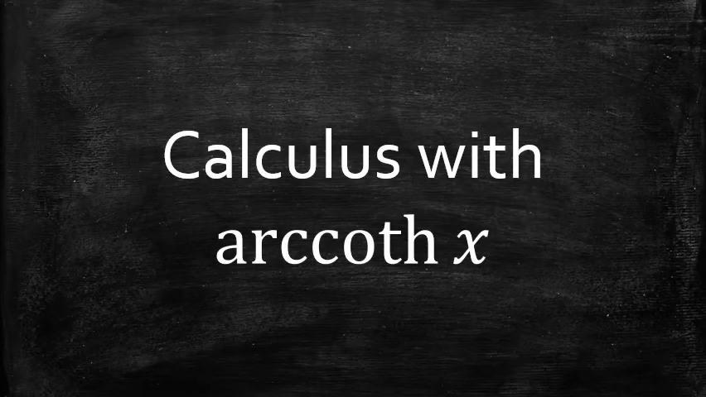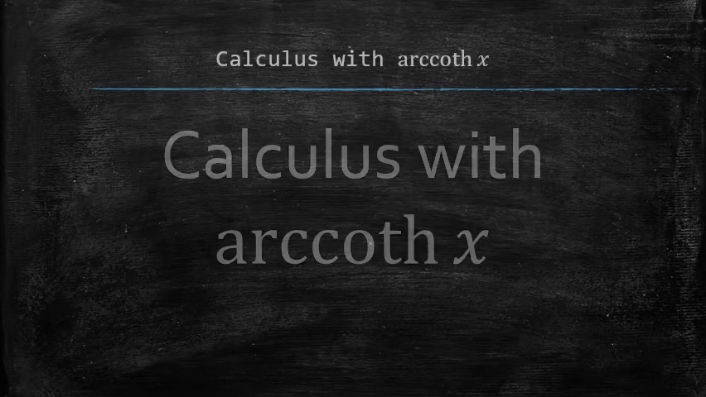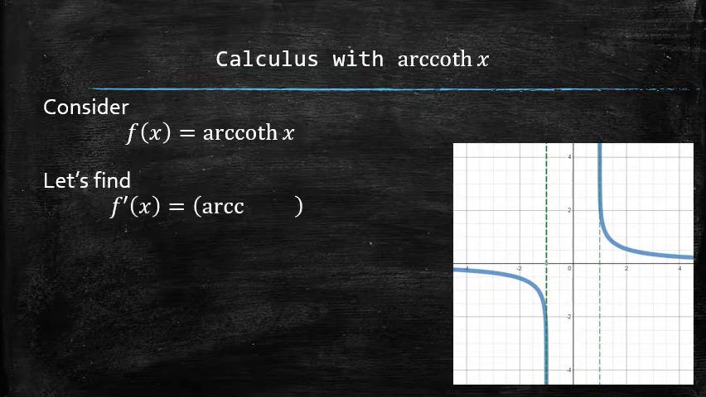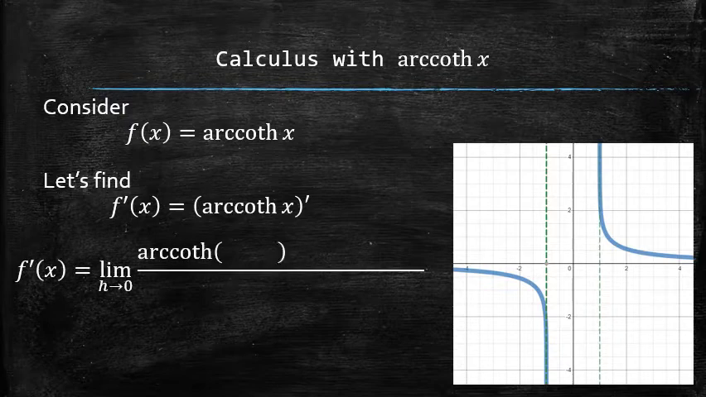Next, we will discuss how to do calculus with the hyperbolic arc cotangent function. Let's consider the hyperbolic arc cotangent function and let's find its derivative. Of course, we can use the limit definition of the derivative, however, we get stuck quick.